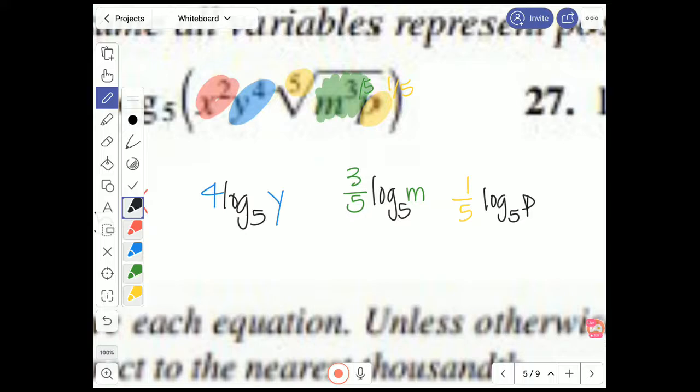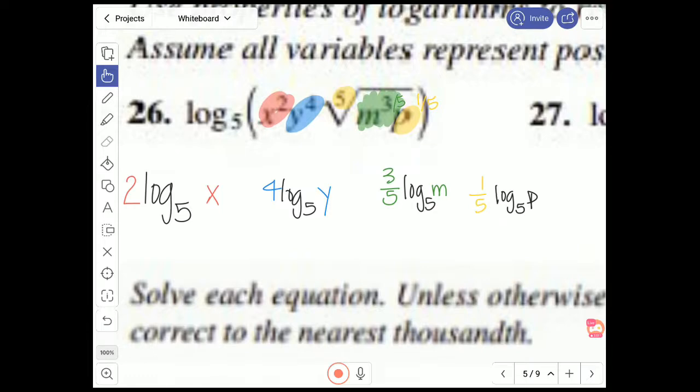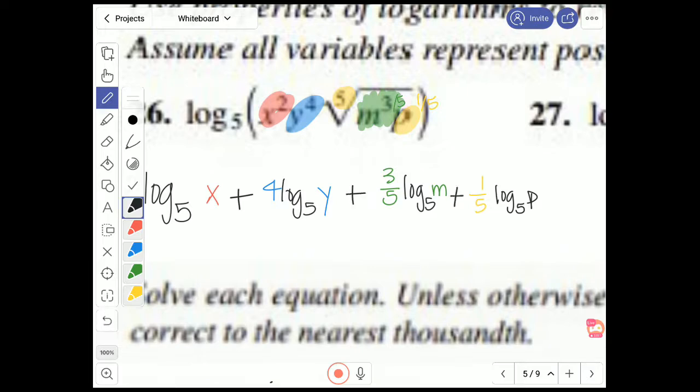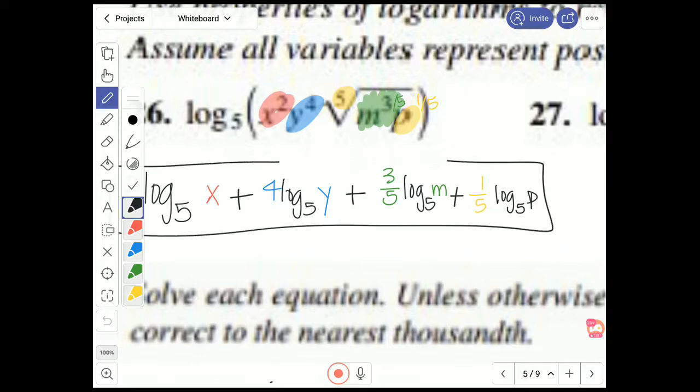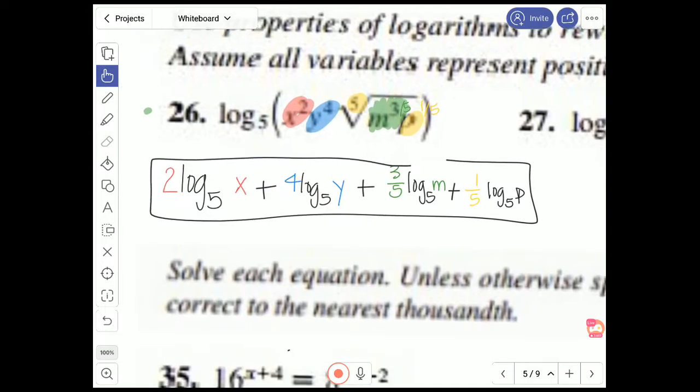And then I've got to add in my signs, and the signs literally just depend on whether or not this term was in the numerator or the denominator. If it's in the numerator, it's positive. If it's in the denominator, it's negative. I didn't have a denominator here, so everything ends up being positive. So this would be the final answer to this question. It would be 2 log base 5 of x plus 4 log base 5 of y plus 3/5 log base 5 of m plus 1/5 log base 5 of p.